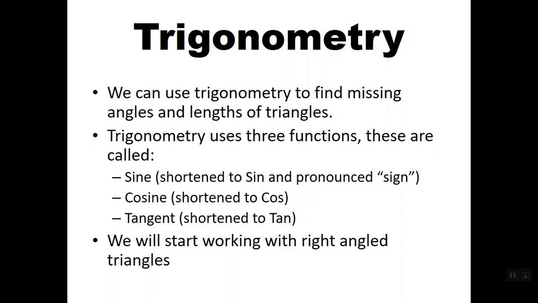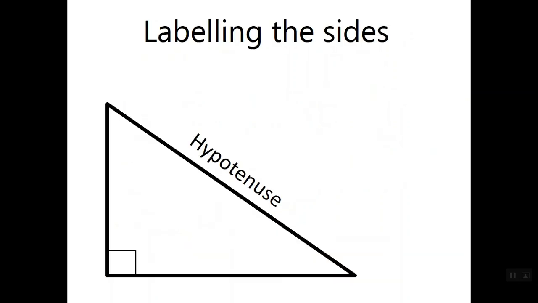We will start working with right angle triangles. Looking at these right angle triangles, our first focus is to learn how to label the sides. Already you realize that I have the hypotenuse, because that one never changes. It's always the side of the triangle that's opposite to the right angle. Another way to look at it, it's always the longest side. But sometimes just by looking at the triangle, you can't really identify the longest side.